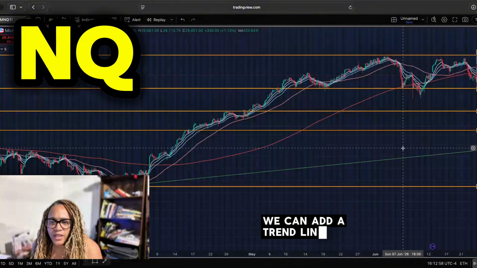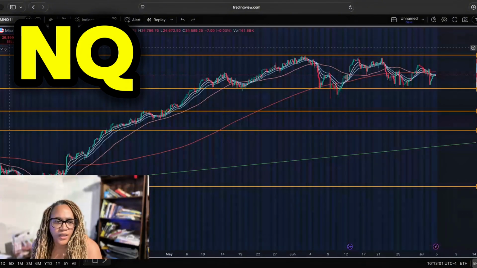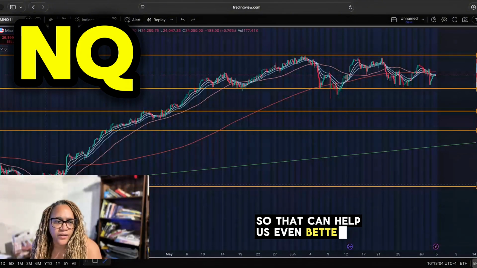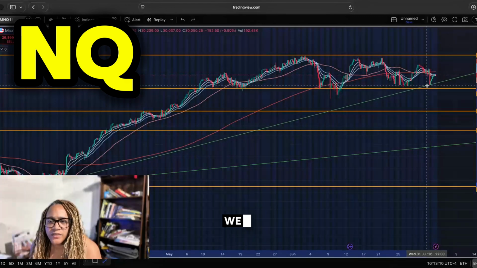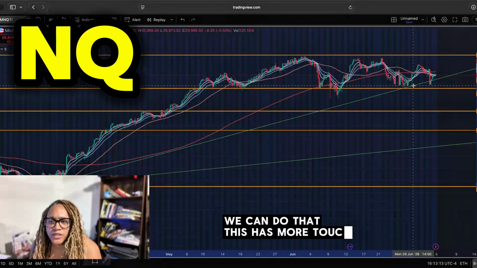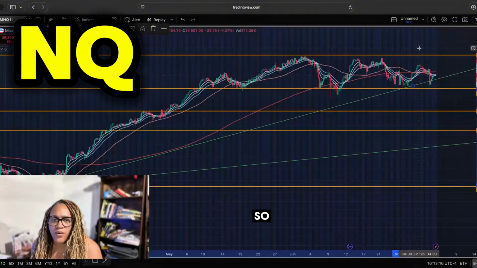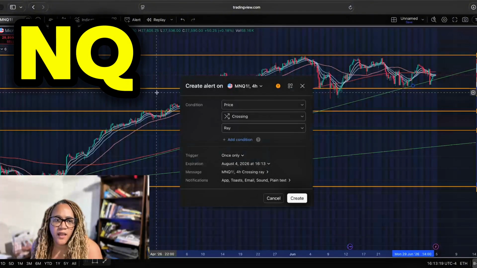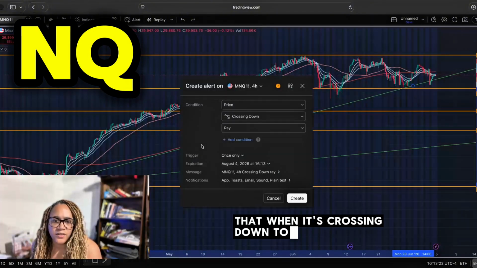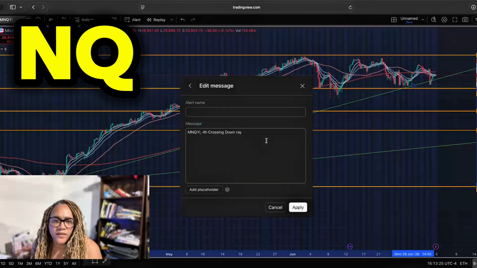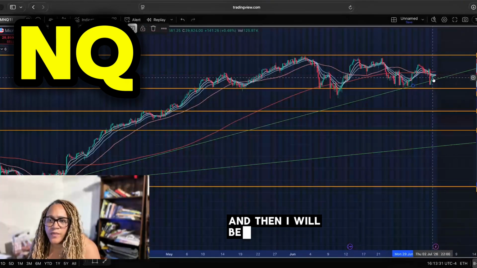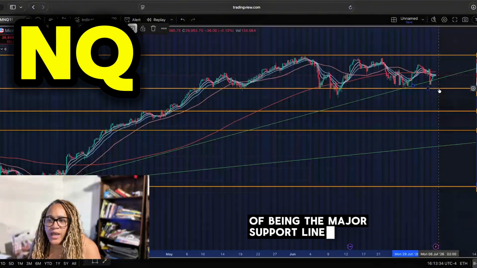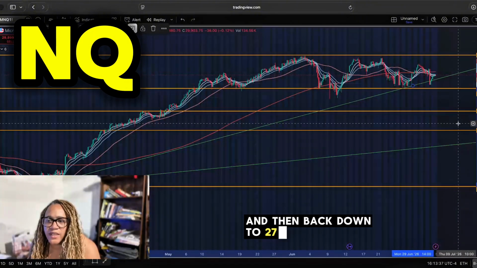We can add a trend line here since we're on the 4 hour. So that can help us even better when we're in the trades to let us know. We can do this, we can do that. This has more touch points. So I will put an alarm here on this line that when it's crossing down, I'll be looking for the sells. And then I would be looking for my target of being the major support lines of 29 and then back down to 27 and 26.